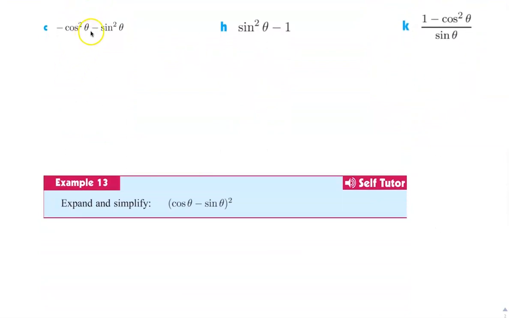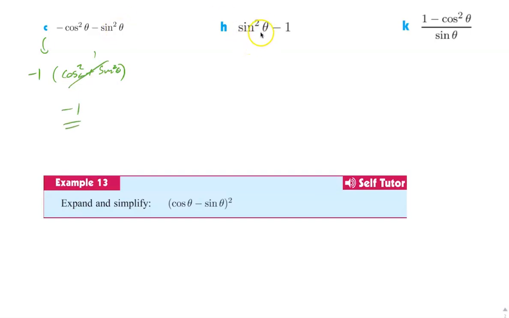Look at them right here. What do you notice they have in common? They both have a negative. So let's factor out the negative. Pull negative 1 out. When you factor out a negative, just divide by negative. So it becomes cosine squared plus sine squared, and again, that's just 1. So I just get negative 1.